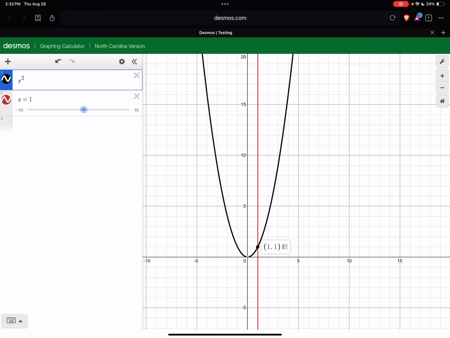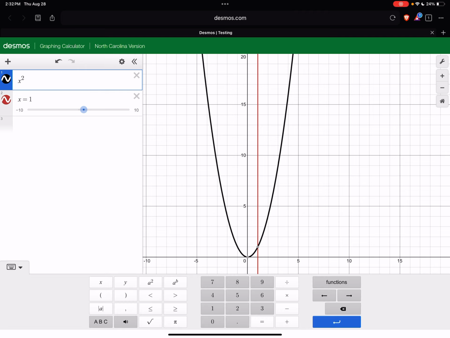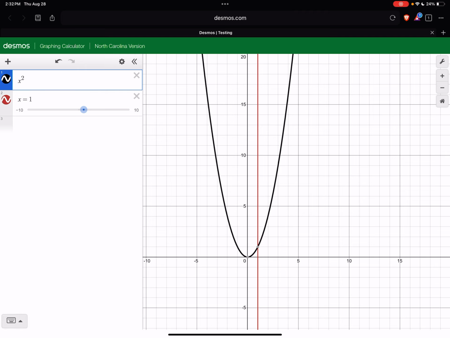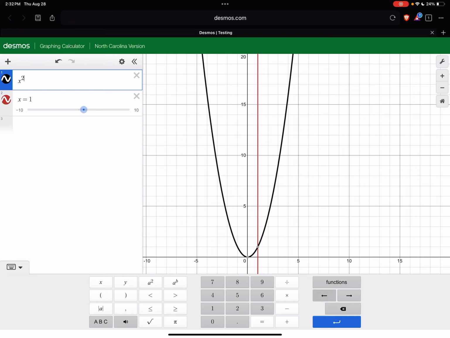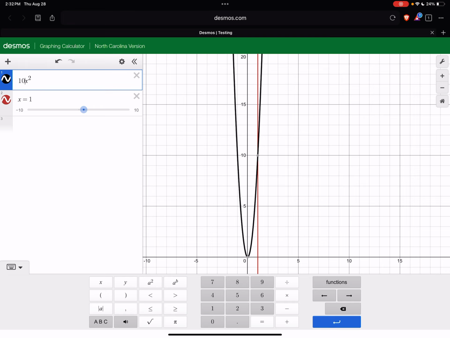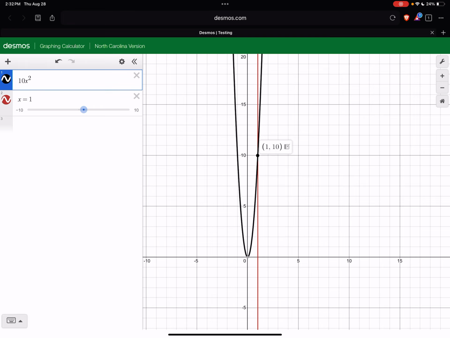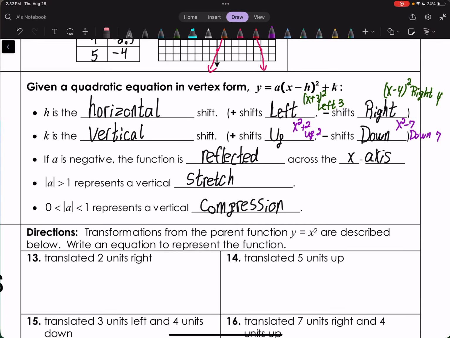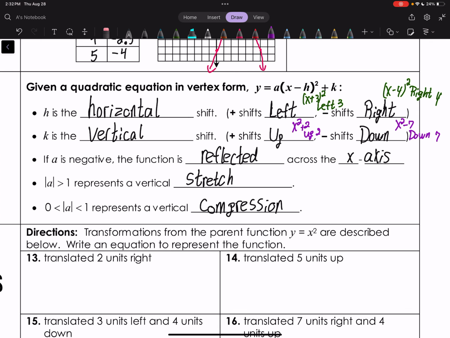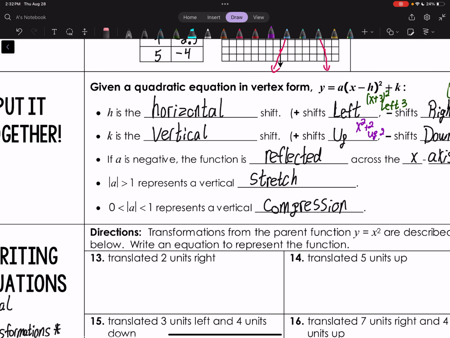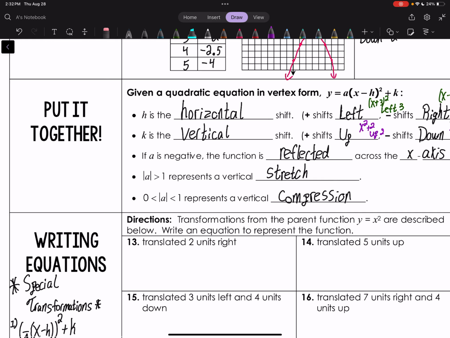So at the parent function, x is equal to 1 gives me a y value of 1. If I put 10, though, this is a vertical stretch because instead of being a y value of 1, it's 10. It is going to infinity faster, so it's stretching closer to infinity. That's why it's a vertical stretch. And if it is less than 1, it is a compression.